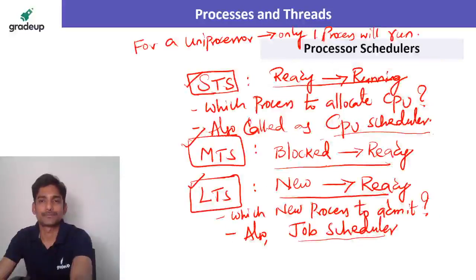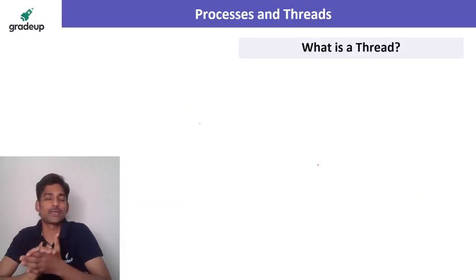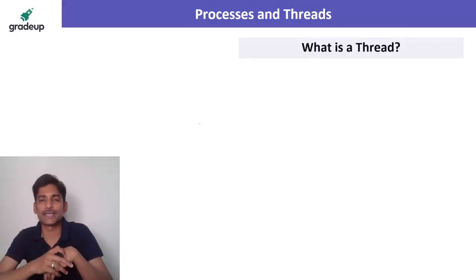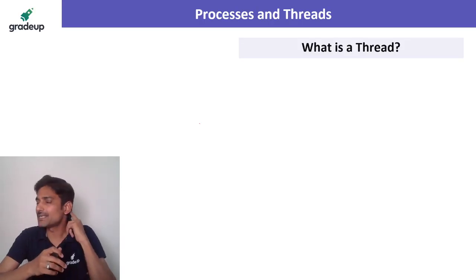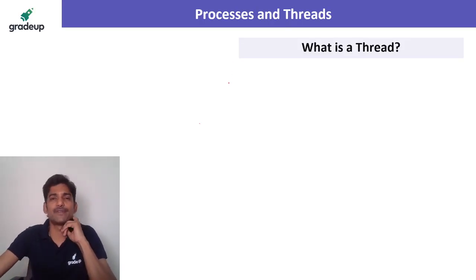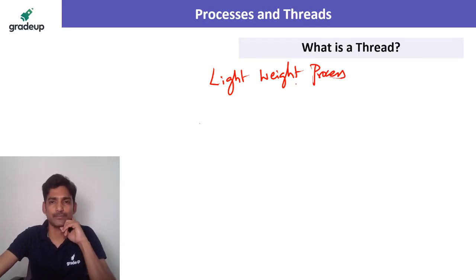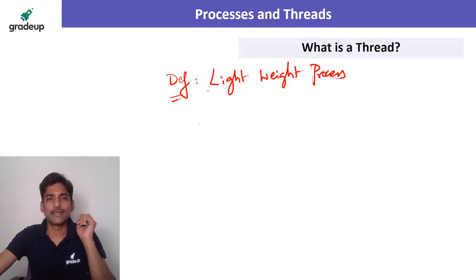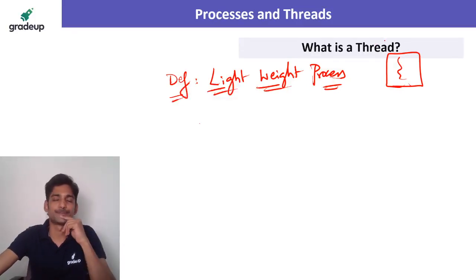Next one. Next is about thread. Before we go for scheduling criteria, what is a thread? The bookish definition is very simple, that is a lightweight process. A lightweight process is called thread. This is the definition of a thread, and it is represented as the lightweight. So this is how we represent thread, just as a thread, of course.